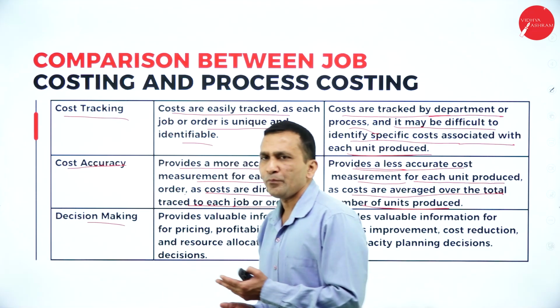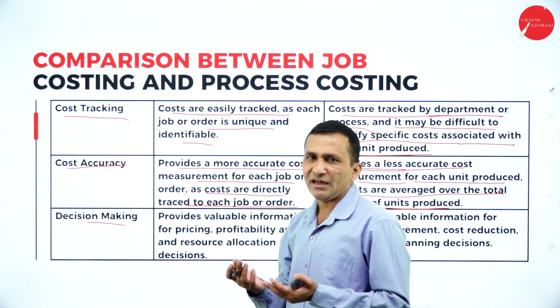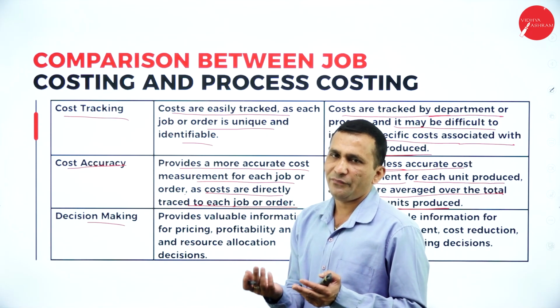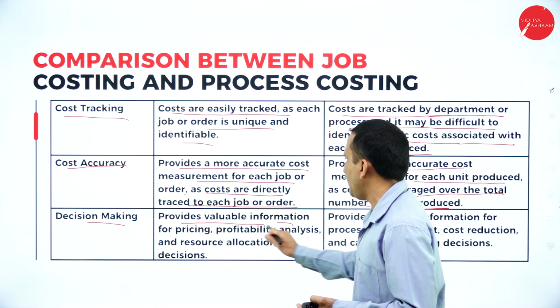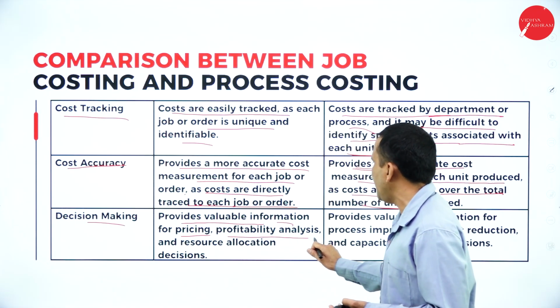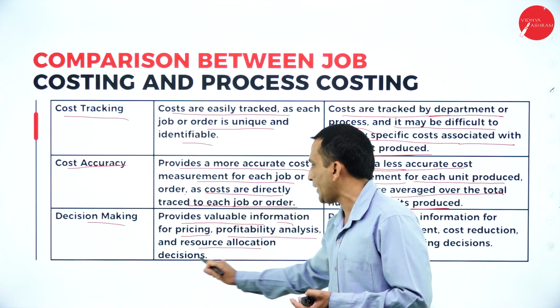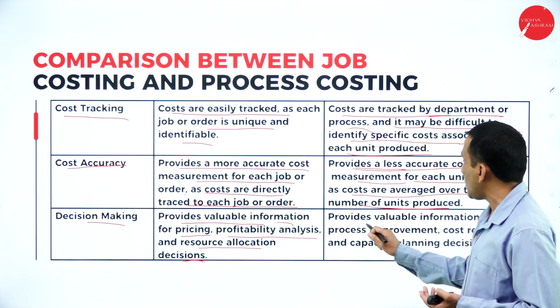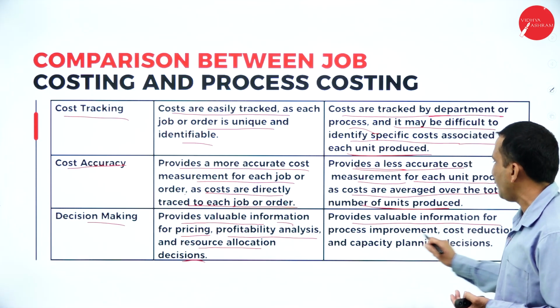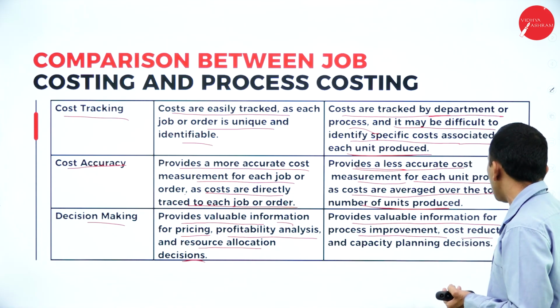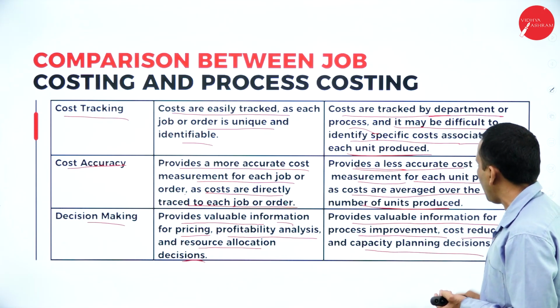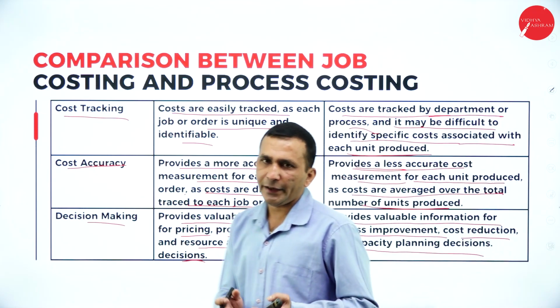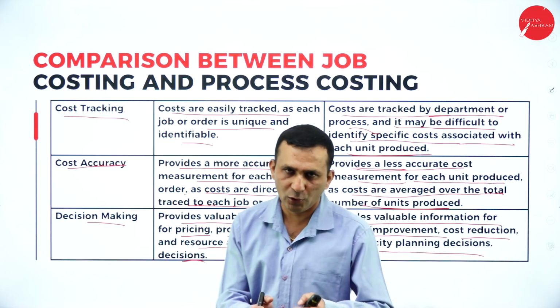But for decision making, easily in job costing we can tell whether I am getting a profit or loss. It provides valuable information for pricing, profitability analysis, and resource allocation decisions. Now moving to process costing, it provides valuable information for process improvement, cost reduction, and capacity planning decisions, which is related to the standardized product you are producing.